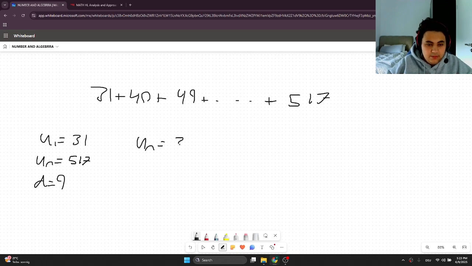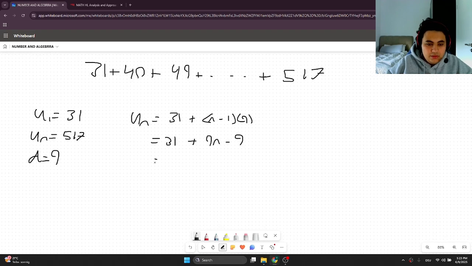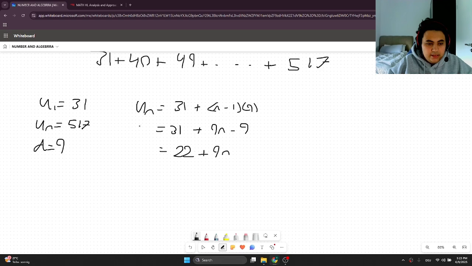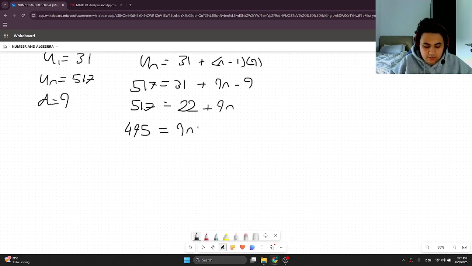So you have UN is equal to U1, which is 31, plus n minus 1 multiplied by 9, right? So that is equal to 31 plus 9n minus 9. So 31 minus 9 is 22 plus 9n, right? And UN is equal to 517, so we do 517 minus 22, which is equal to 495. 495 is equal to 9n. We divide 495 by 9, and that gives us 55. So n is equal to 55.